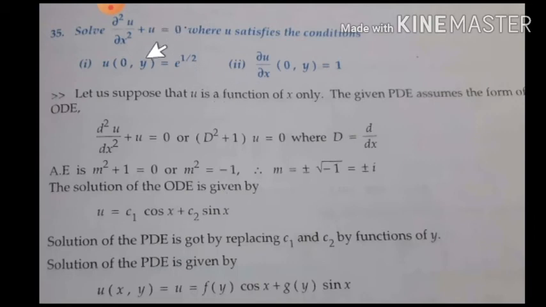Now apply the condition. First condition: u = e to the power of half when x is 0. e to the power of half is written as root e. So root e, when x is 0, cos 0 value is 1 and sin 0 value is 0. So we get the condition f(y) = root e.